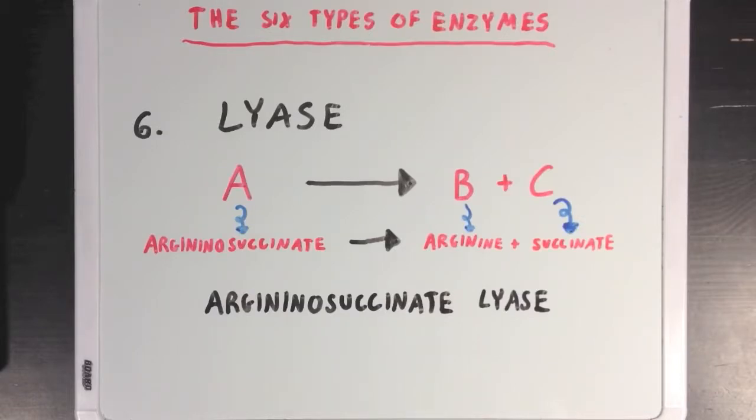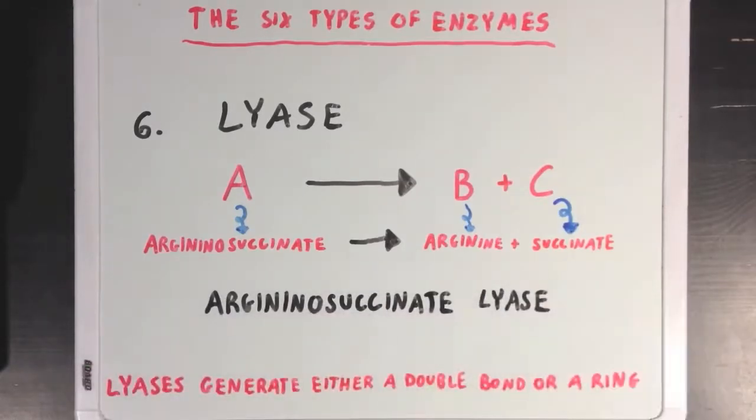Now, it's important to recognize that since lyases don't use water or oxidation to break a bond, they need to generate either a double bond between two atoms or a ring structure in a molecule in order to work.